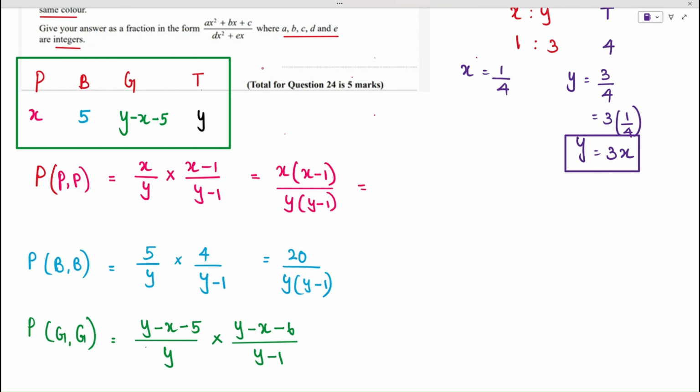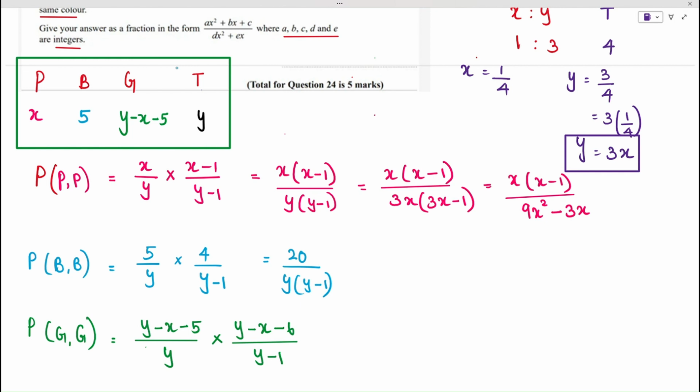So we'll start off with the probability of 2 pinks. So we'll have x times x minus 1 all over 3x times 3x minus 1. This simplifies down to x times x minus 1 all over 9x squared minus 3x. In this scenario, we don't simplify our fraction here, because the other 2 probabilities will have the same denominator, and keeping the same denominator over all 3 fractions will make it easier to deal with later on in the question.